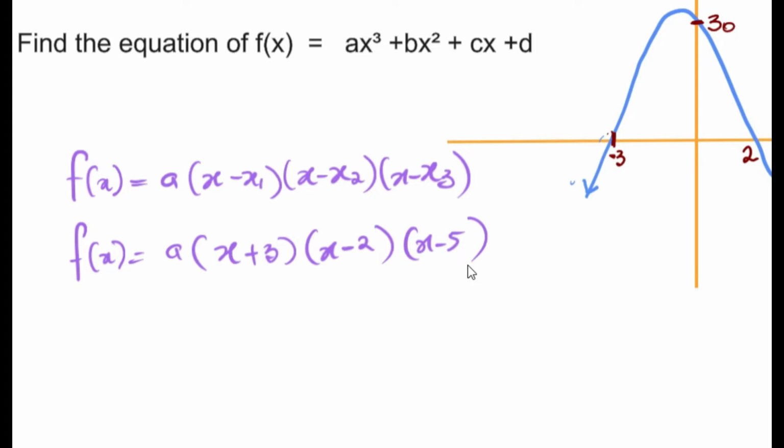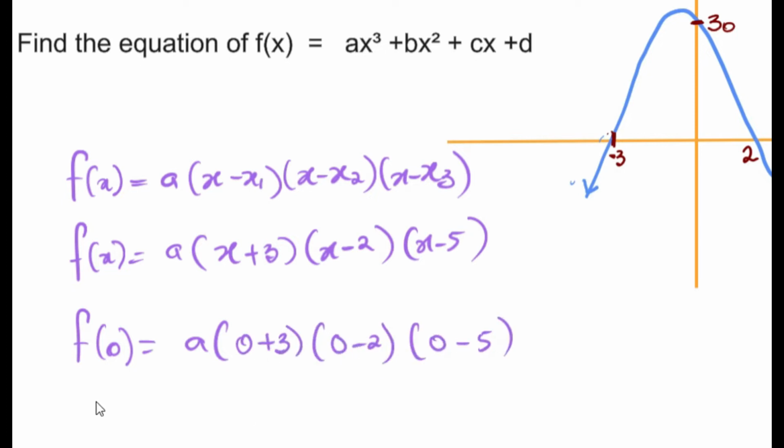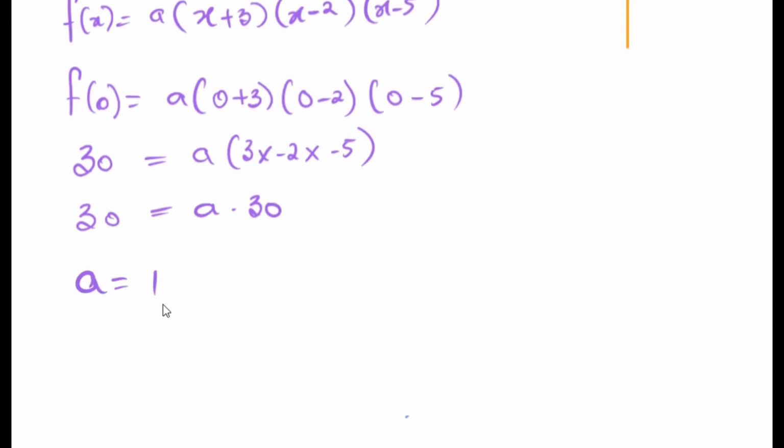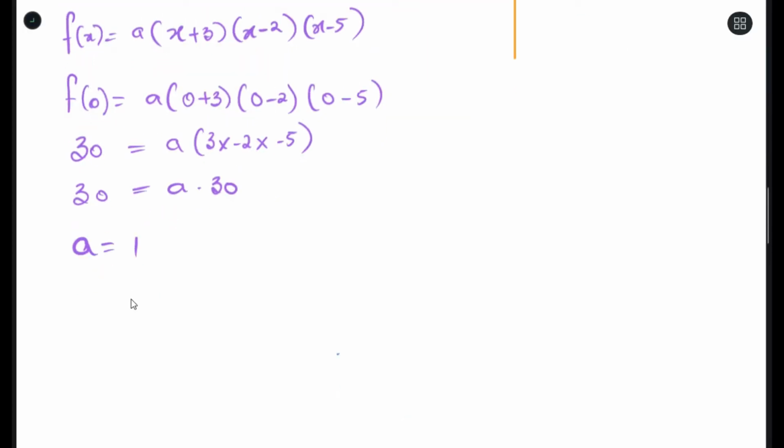Now we see we have an unknown, which is a. To find this, we need to substitute another point that isn't our x-intercept. So we're going to substitute 30, which is our y-intercept, (0, 30), into this equation. It helps us find our value for a. So as we see, a is equal to 1. So going back to the equation, we write.